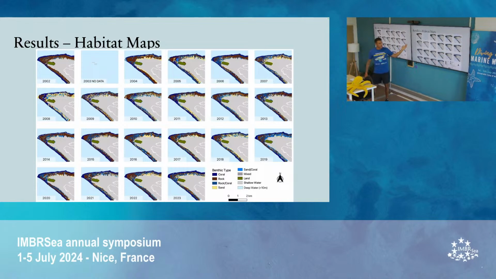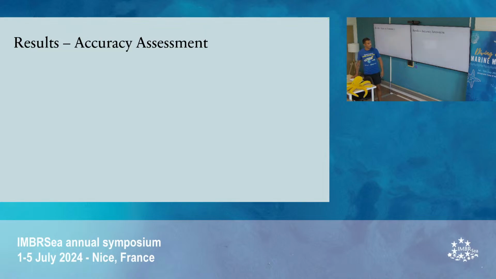So some of the results, here are the maps. There are a lot of colors, but I just want you to focus right now on the classes that we map. So we map, like I said, coral, rock, and sand, but we also map mixed habitats like rock coral, sand coral, and mixed habitats, where neither of the principal mapping classes was dominant. And for this, we put ecologically relevant thresholds based on some literature from the area.